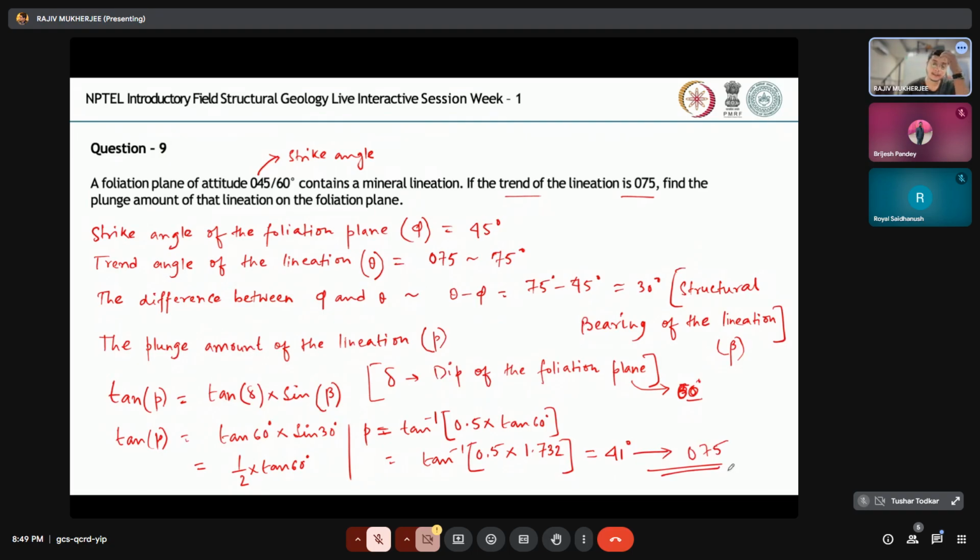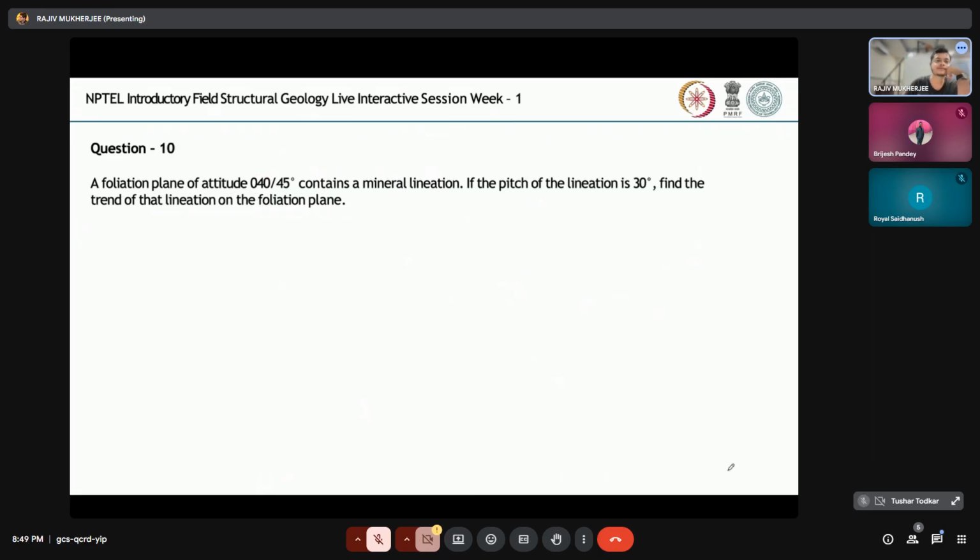Okay. So let us jump into another problem like this. A foliation plane of attitude 040 45 degree contains a mineral lineation. Now instead of having the trend and the plunge, we are asking, if the pitch of the lineation is 30 degree, then find the trend of the lineation on the foliation plane. So given information just like before.